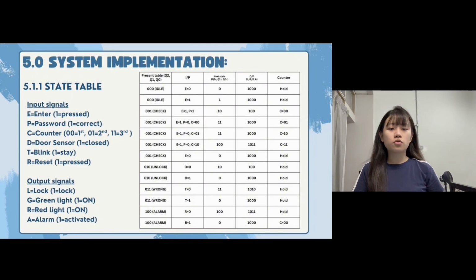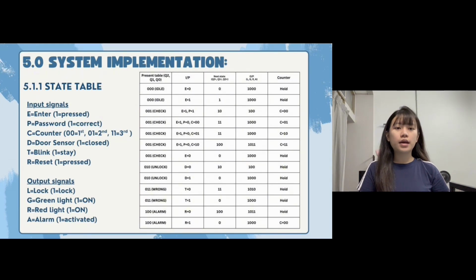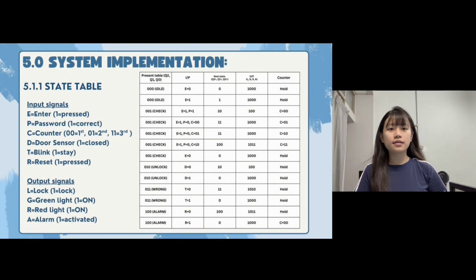If the password is wrong, the system goes to the wrong state and increments the counter. When the counter reaches the third wrong attempt, the FSM transitions to the alarm state. In the alarm state, the alarm and red light stay on until the reset signal is activated, which returns the system to the IDLE state and resets the counter.